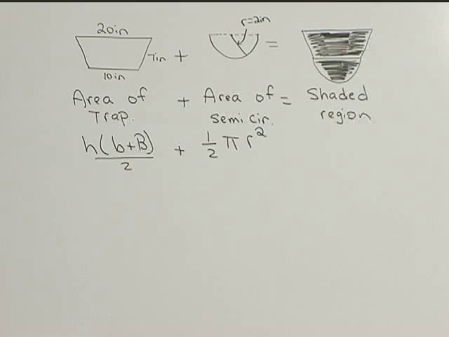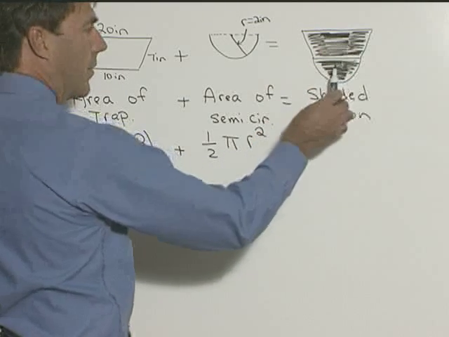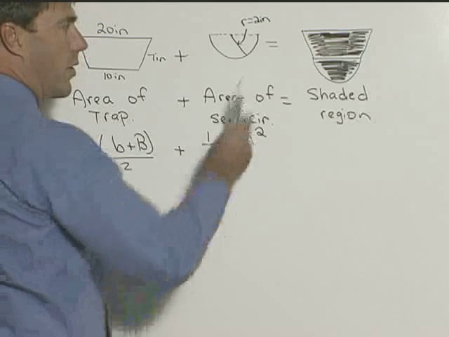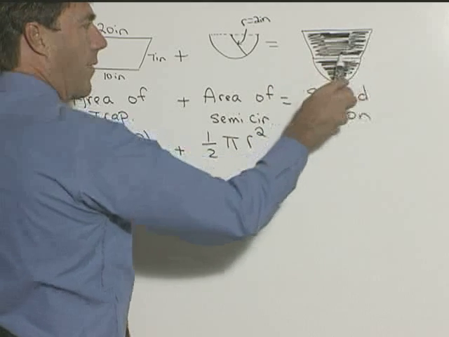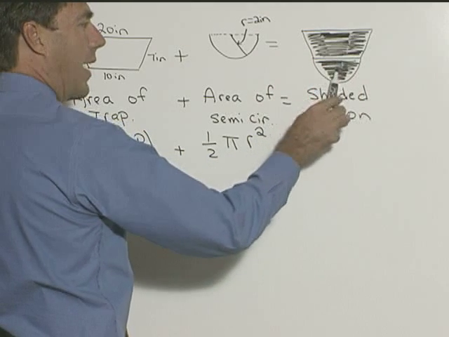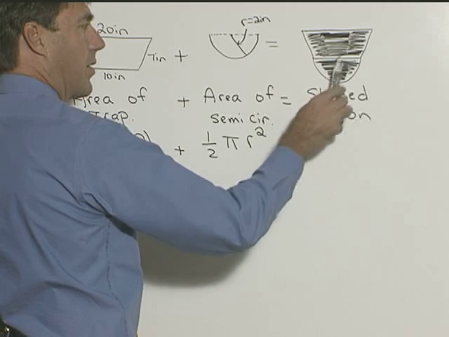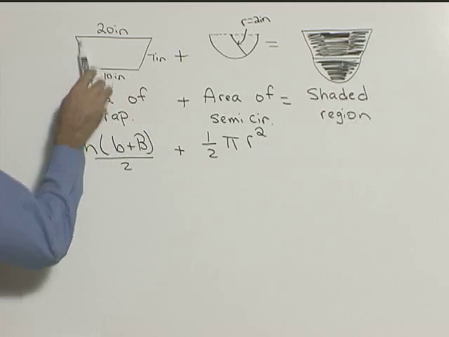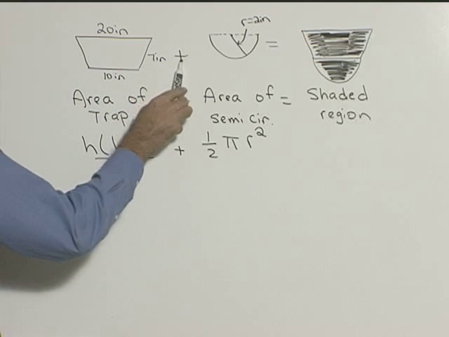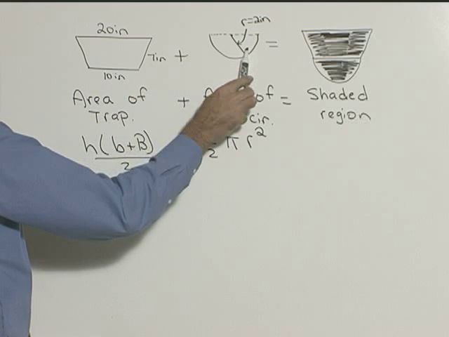In our next problem, let's find the area of this shaded region. Well, this is a representation of what's in your text. And notice that we have two shaded areas that we can add together. This being a trapezoid and this being a semicircle. So here is the area of the trapezoid plus we want to add the area of the semicircle.